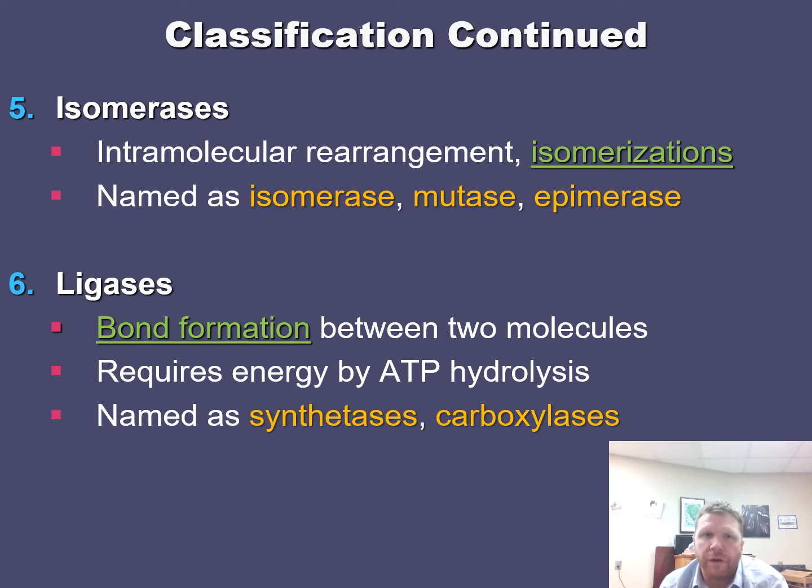Sorry, adding or removing a double bond. Our last two classes of enzymes are isomerases and ligases. Isomerases are just going to isomerize a molecule, and a ligase is a type of enzyme that creates a bond between two different molecules.